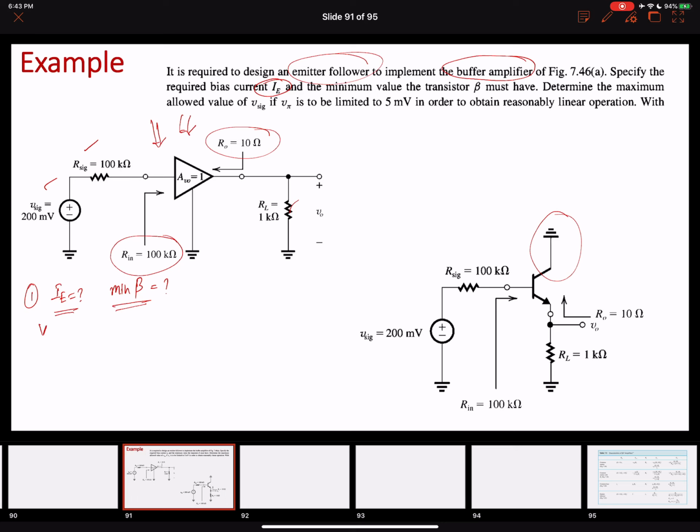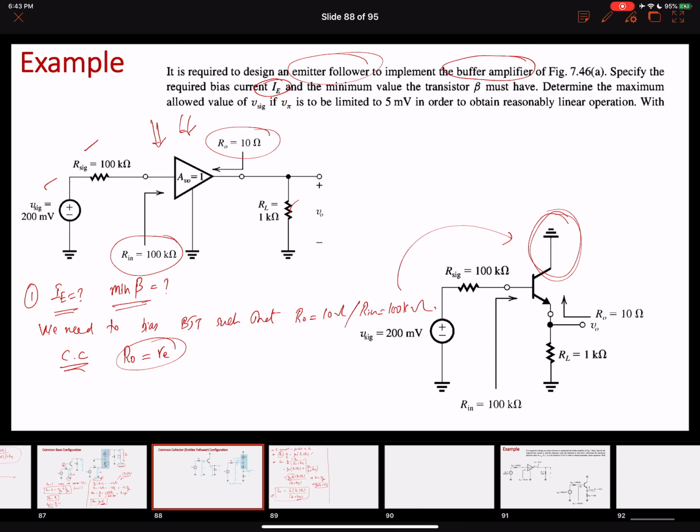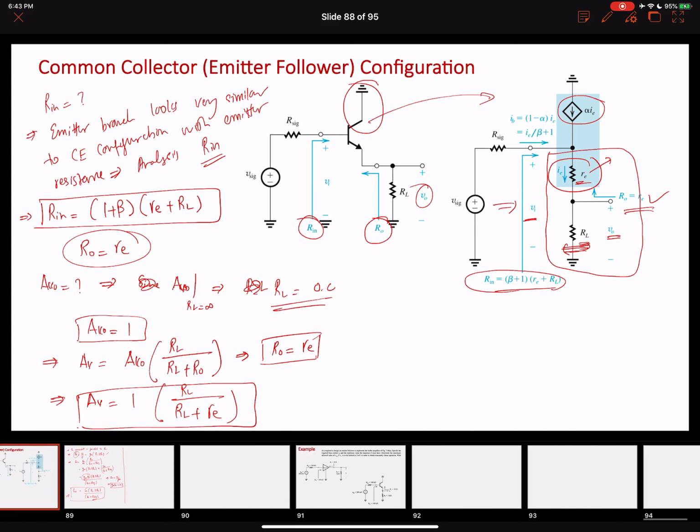Okay, so we need to bias the bipolar junction transistor such that R naught is 10 ohms and Rin is 100 kilo ohms. Okay, great. Now if we look at this model, this is the equivalent model of this amplifier. It's a common collector, the configuration that we just talked about. We know that in a common collector configuration, our R naught equals Re, right? This is what we just discussed in detail. Our R naught equals Re, all right?